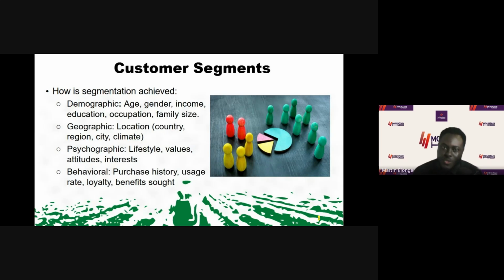So you want to be able to understand the age group of your customers. You want to be able to understand the gender of your customers. You want to be able to understand their income levels, their educational backgrounds, their occupation, family size, and so on and so forth. These are key because the income levels will be able to drive the purchase power of your product or service over time.